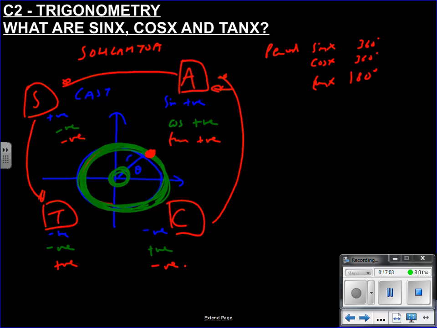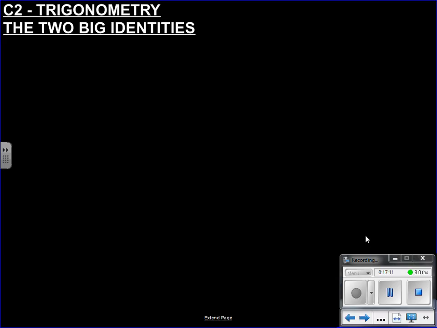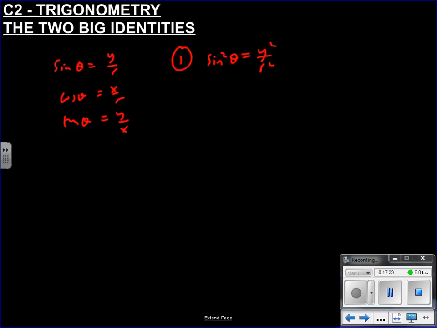That's how their graphs were made. The two big identities that we can glean from this are simple. Since sine theta is y over r, cos theta is x over r, and tan theta is y over x, we can start building two big identities which you're going to massively need later. One of the identities which you might know is sine squared plus cos squared is 1. But why is that? Sine squared theta is y squared over r squared if I square both sides. Cos squared theta, therefore, is x squared over r squared.